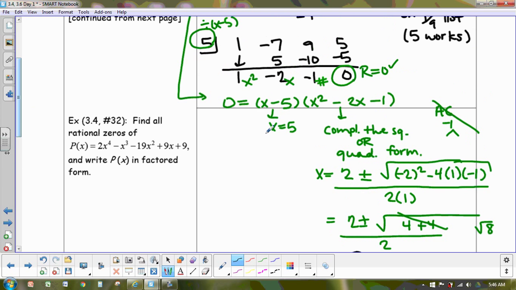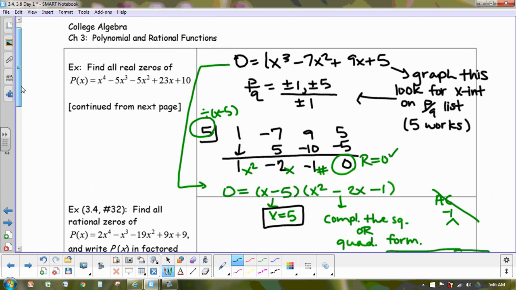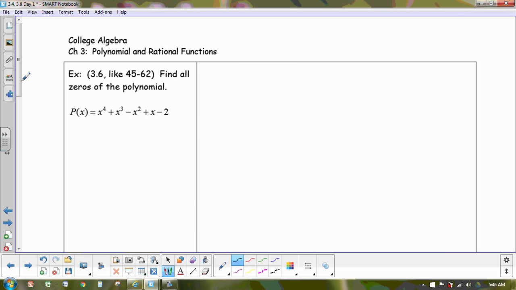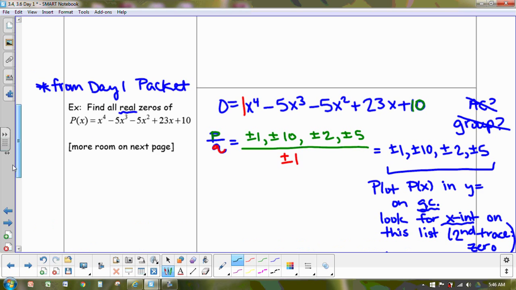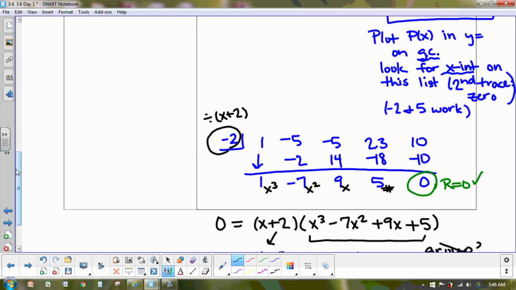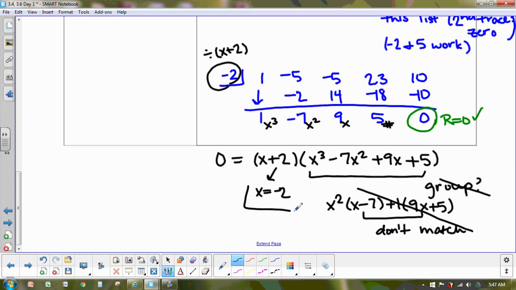Coming back up a little bit further, x equals 5. So now I have 3 answers total. If you look back at your original problem, I need to have 4 answers total. And if I go back to the last page, that's my 4th answer. So I have 3 answers on this page, and then stepping back a page, x equals negative 2. That's my 4th zero, my 4th answer.